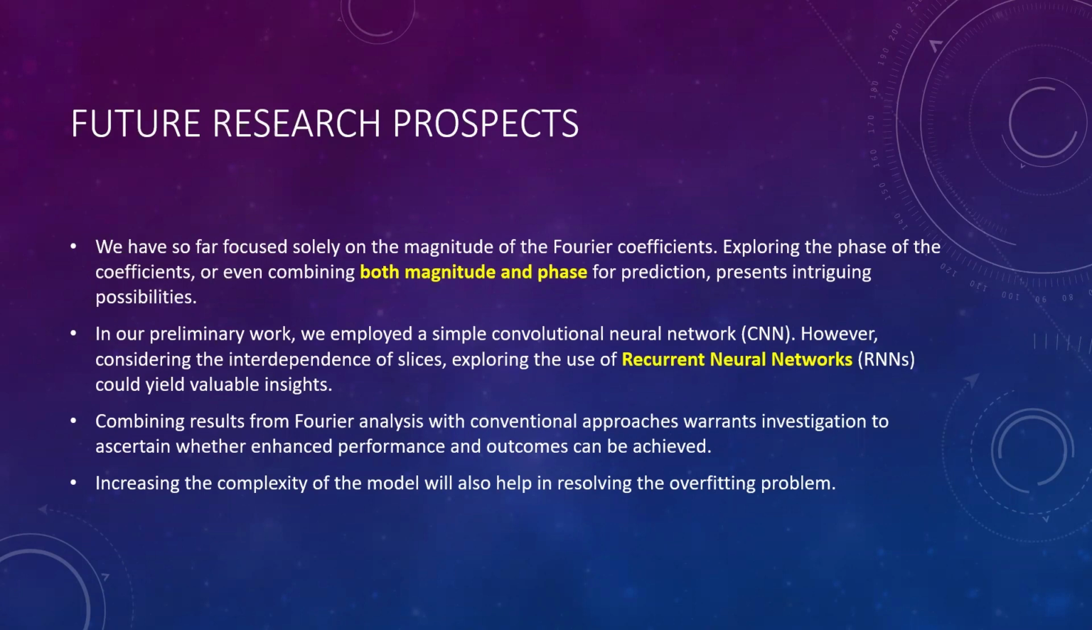The second thing is, since radon transforms or sinograms are nothing but slices at every angle, we can use RNNs, which work better with slices and continuous data. And also, since both our models were overfitting, we can increase the complexity of the model so that it doesn't overfit. And combining results of Fourier analysis with the conventional approach warrants investigation to ascertain whether enhanced performance and outcomes can be achieved.